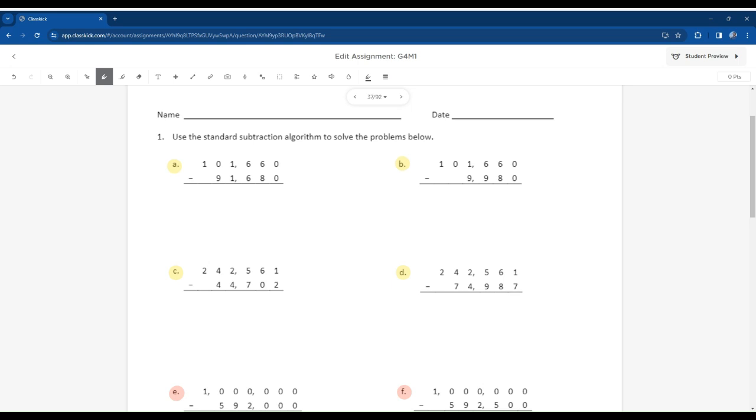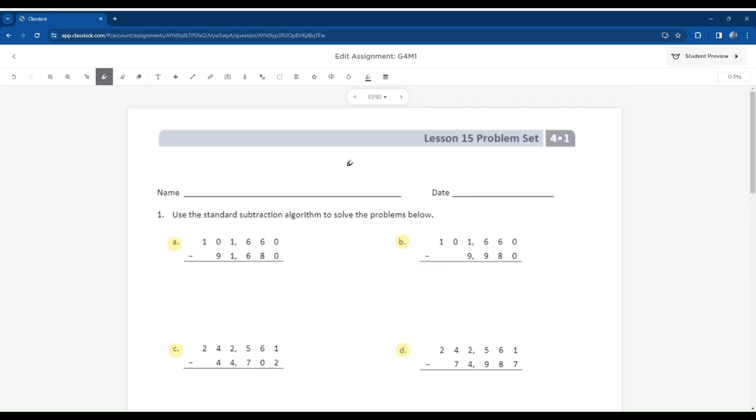Hey everyone, welcome in. Today we're going to be taking a look at grade 4 module 1 lesson 15 problem set. We're really going to take that regrouping to the next level here.